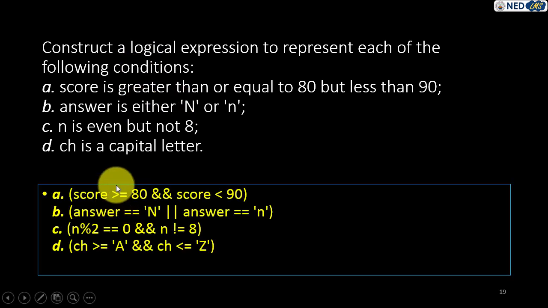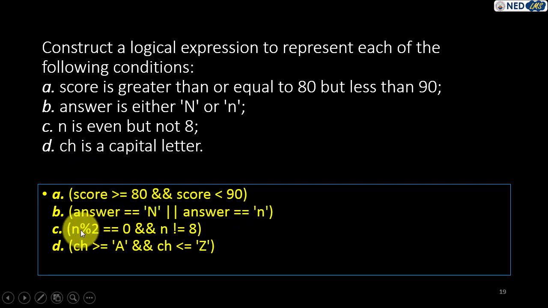So score is greater than or equal to 80 and score is less than 90. Okay, but less than 90, so yeah, this translates to and. Answer is either n or N. So answer equals, the equality, small n, or answer equals capital N. Answer is basically, I think, a character variable, right?